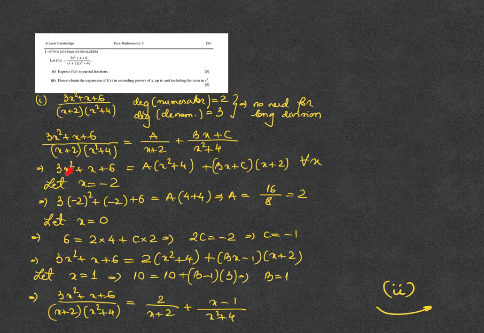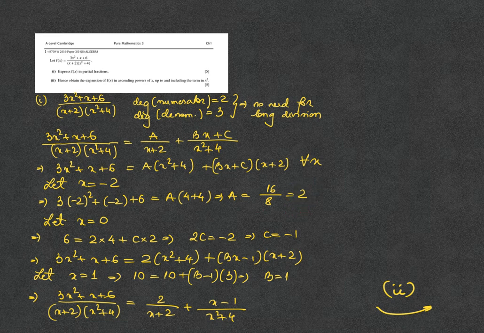So after eliminating the denominators, I get this expression, which is true for any x. So I can take whatever x I want, and of course I'm going to act strategically, and I'll take x equals -2 to eliminate this term. So replacing x with -2 gives me a value of a.